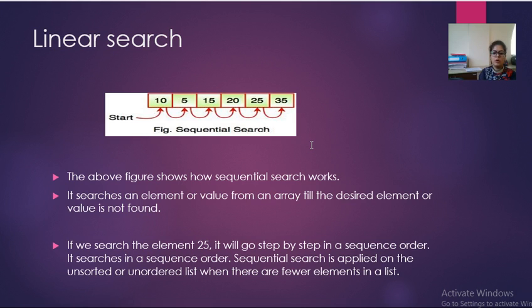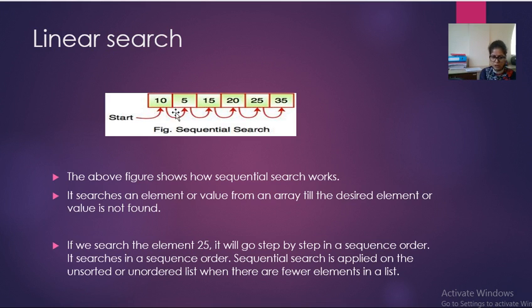First of all, you have to start from the very first element of the array. The very first element of the array is 10. You have to compare your item with this first element of the array. Your item is 25 and you compare it with the first element, that is 10. 25 is not equivalent to 10, so it means search unsuccessful, item not matched. So you have to move to the next step.